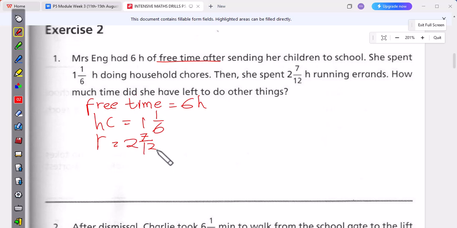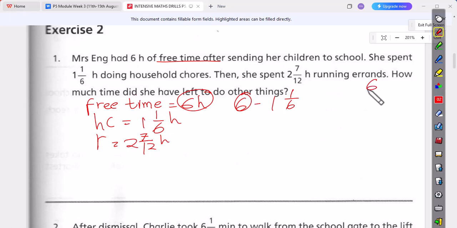to do other things? The way to solve this one is by subtracting the activities Mrs. Eng did from the total free time. So first we subtract 6 hours minus 1 1/6 hours. So we need to change this into fractions.